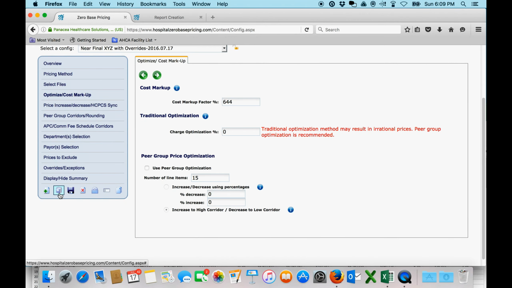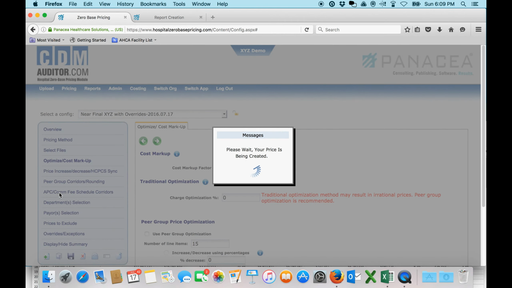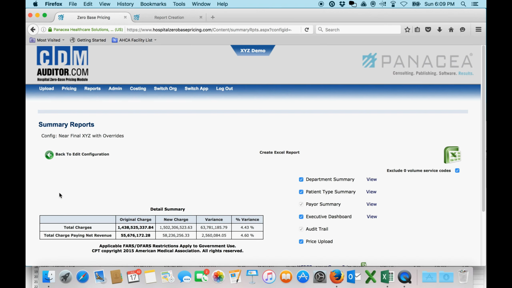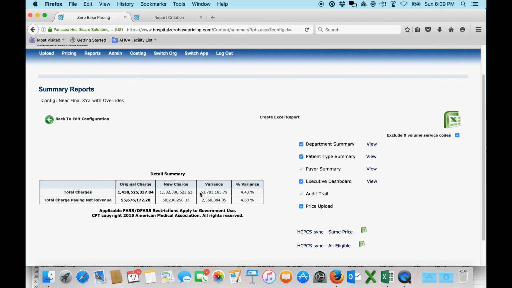and run. We'll see the impact. It's that simple. And within seconds, you could see we found that the gross revenue is actually going up only 4.4%, 63 million, versus this 70 million plus with the 5% across the board baseline model.